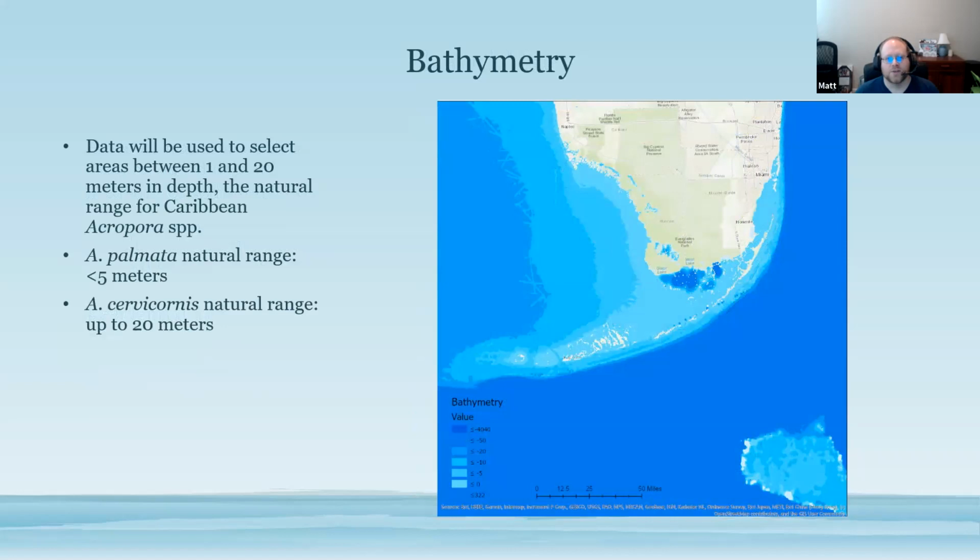Bathymetry data will be used to select areas between 1 and 20 meters in depth, which is the natural range for the Caribbean Acropora. The natural range of Acropora palmata is up to 5 meters, and Acropora cervicornis's natural range is up to 20 meters. So a 1 to 20 meter depth range should cover both species.